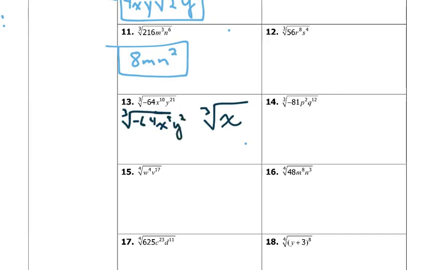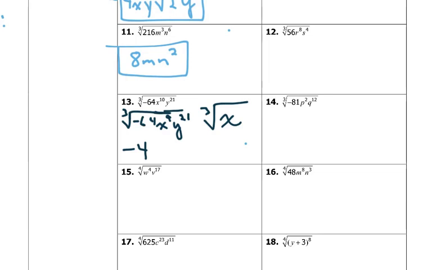Y to the 21st. It is a multiple of 3. All right, so negative 64. These are all perfect cubes in here. Negative 64 is going to give us negative 4 on the outside. The cube root of negative 64 is negative 4.